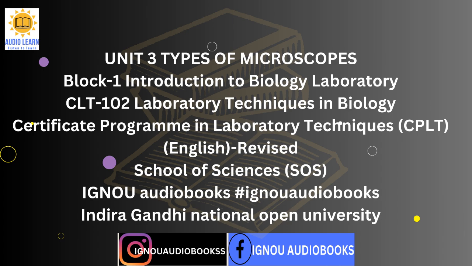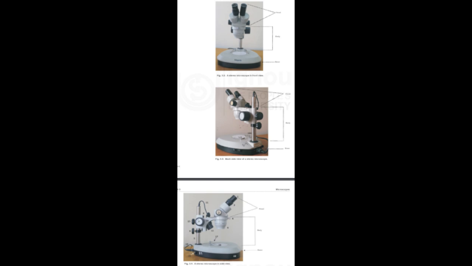3.2.1 Parts. A stereo microscope is made up of three main components: head, body and base. Figs 3.2 to 3.4. The numbers given in the figures and the following text refer to a particular part of the microscope. Fig. 3.2. A stereo microscope in front view. Fig. 3.3. Backside view of a stereo microscope. Fig. 3.4. A stereo microscope inside view.